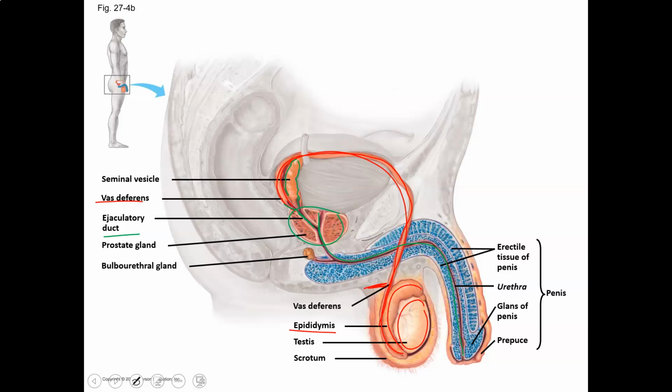Now, in addition to that, there's also what your lab manual calls a Cowper's gland, but there's also a bulbourethral gland. The seminal vesicle, the prostate gland, and the bulbourethral gland all contribute fluid that's going to add to the volume of semen. So if you think about what semen actually is, it's sperm plus the fluid from the seminal vesicle, the prostate gland, and the bulbourethral gland. So that's what semen actually is.